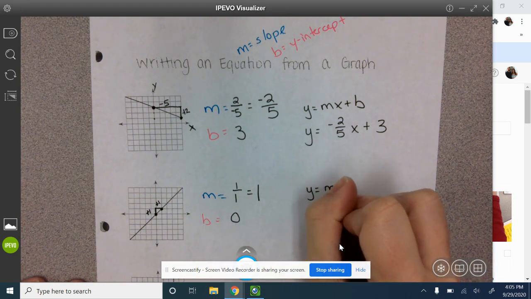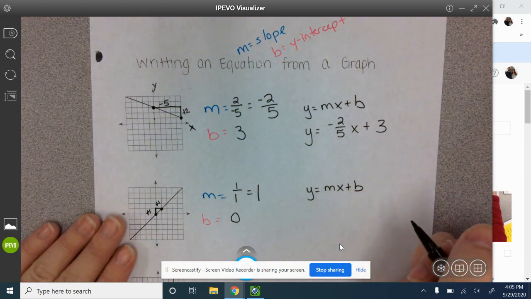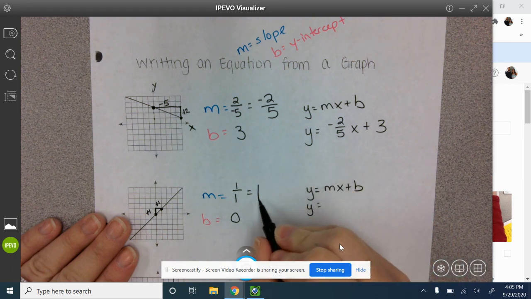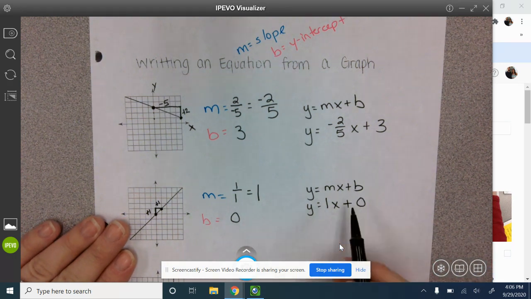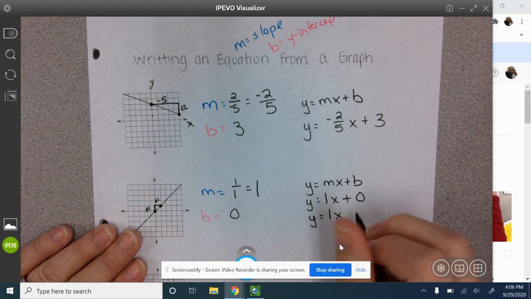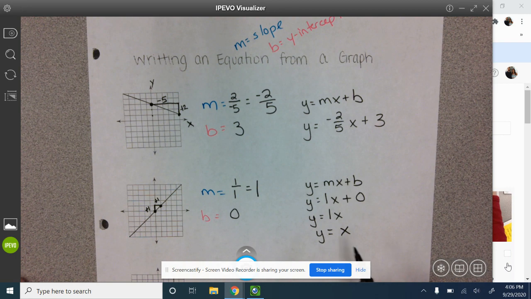So we always start, write out slope-intercept form, y equals mx plus b. Plug in what you know. Well, I know my M is 1, so 1x plus my b is 0. Now, you're not usually going to see a plus 0 written there. You'll see it with just the number, the slope, and the x. Now, an equation of y equals 1x, you may see it written y equals 1x, or more often you're going to see it written as y equals x, because 1 is always that placeholder number that's there in front of a variable if you don't see it.